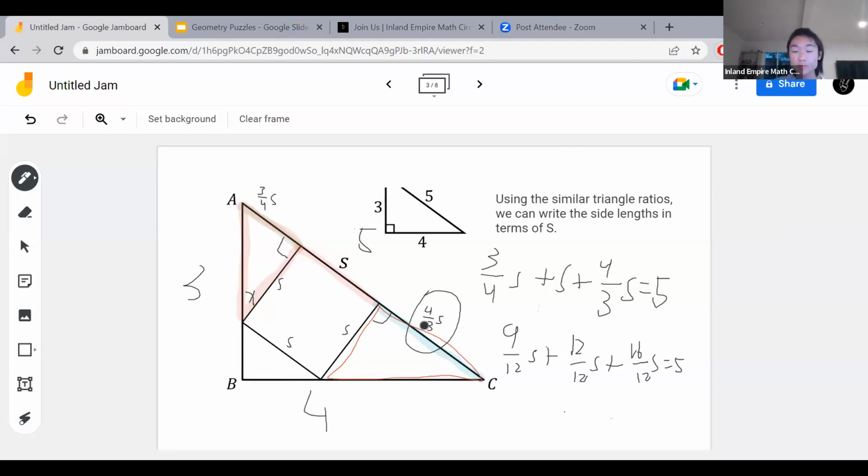All right, so now we can just finish up this and solve for S. So we're going to add all these together. 9 plus 12 is going to give us 21, plus 16 is 37, so 37 over 12 S is equal to 5. So S is equal to just 5 divided by this.